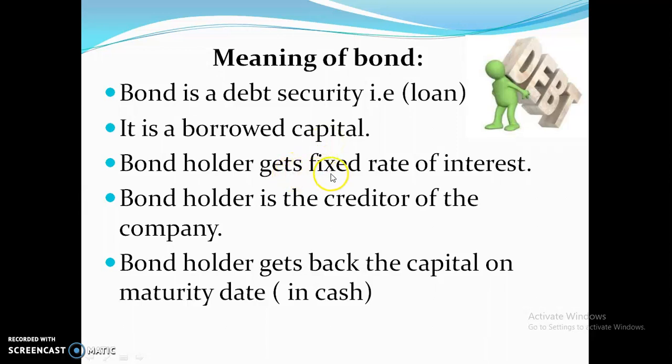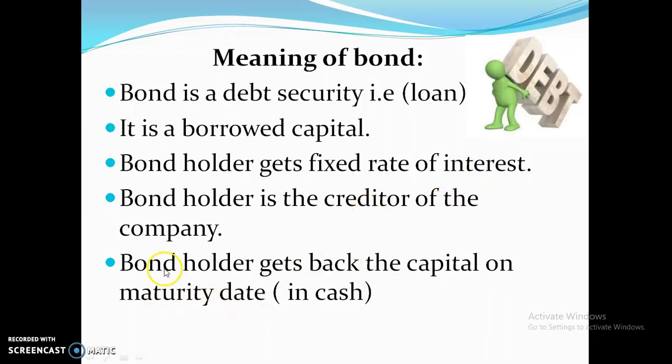A bondholder gets a fixed rate of interest. A bondholder is a creditor of the company. A bondholder gets back the capital on maturity date. Now in this, the first 3 points are very clear. A bond is a debt security, which means it is a loan. It is borrowed because the company is taking a loan. A bondholder gets interest. A bondholder is a creditor of the company.